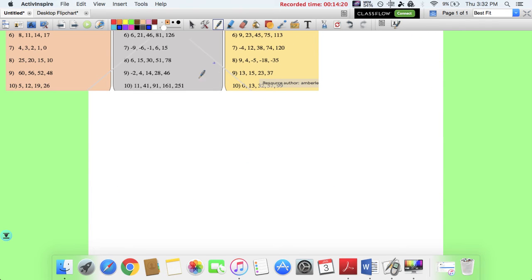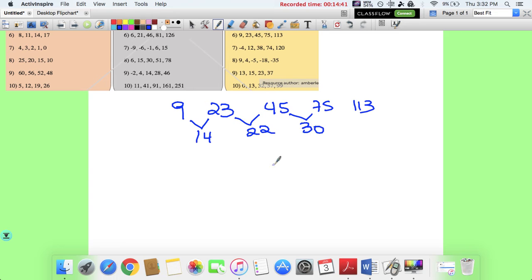Number 6: 9, 23, 45, 75, 113. The differences are 14, 22, 30, and this should be 38. And no, it's not a linear sequence. So it's quadratic, so it's going to be n squared. Let's find out the coefficient.